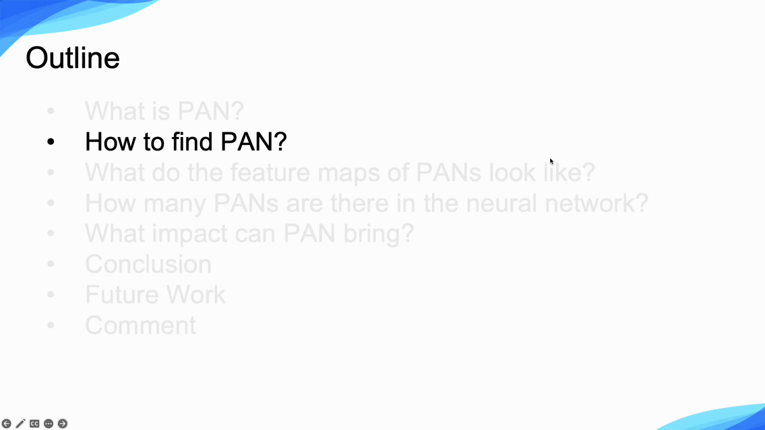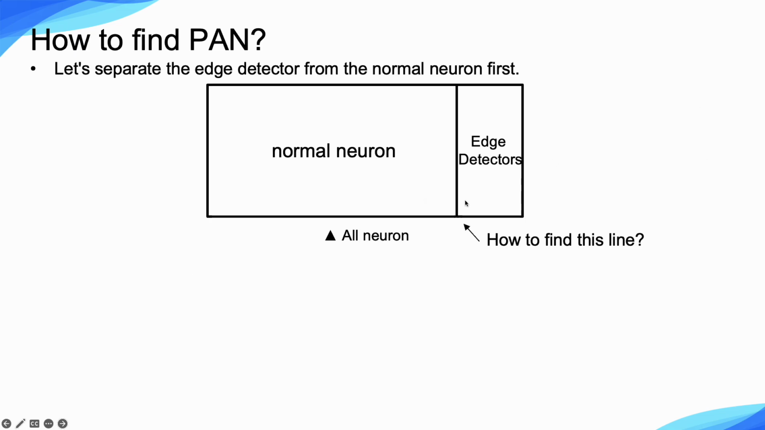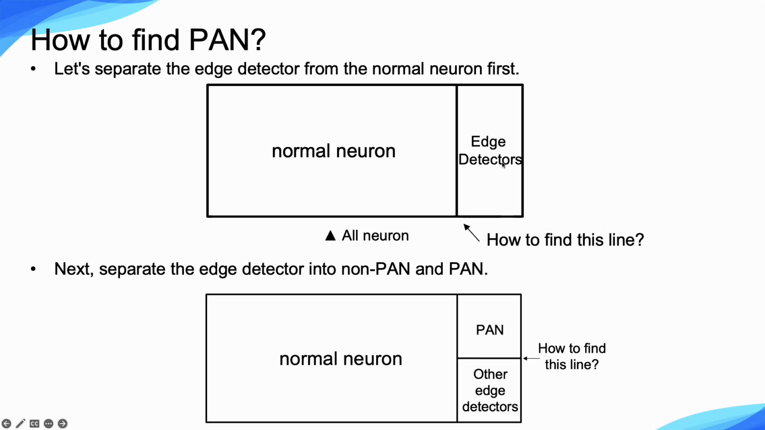is to ask how to find a PAN. So let's separate the edge. Here are the steps for finding PANs. First, we need to separate the edge detector from the normal neuron. So we need to find this line, how to discriminate these two kinds of neuron. And second, we need to separate the edge detector into PAN and non-PAN. And also we need to find this line.